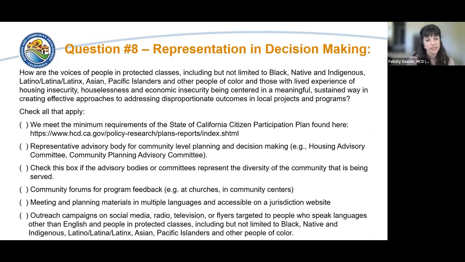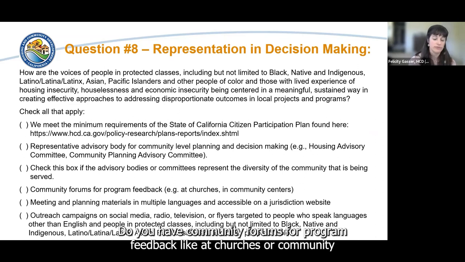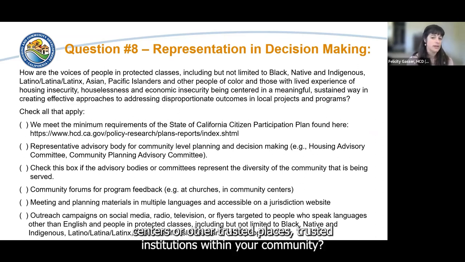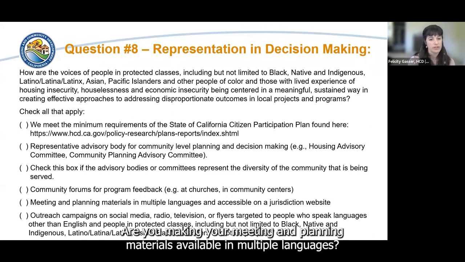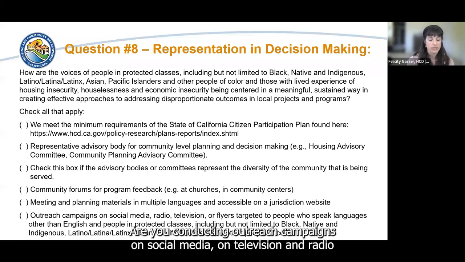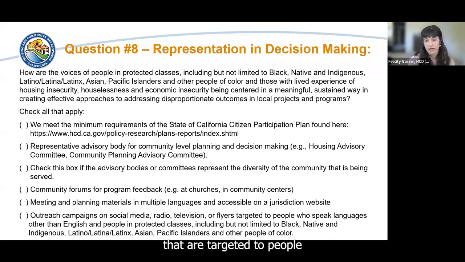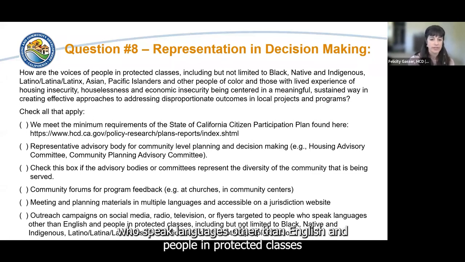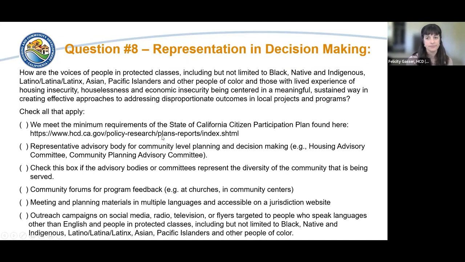Do you have community forums for program feedback, like at churches or in community centers or other trusted places, trusted institutions within your community? Are you making your meeting and planning materials available in multiple languages and accessible on a jurisdiction website? Are you conducting outreach campaigns on social media, on television and radio that are targeted to people who speak languages other than English and people in protected classes?